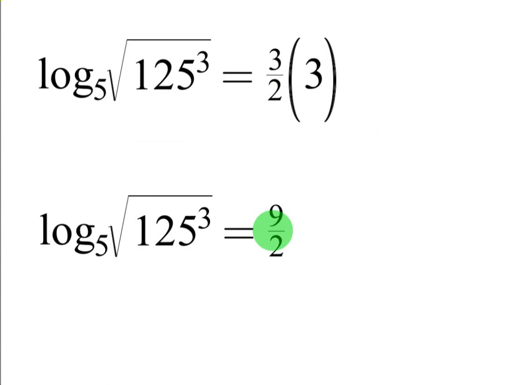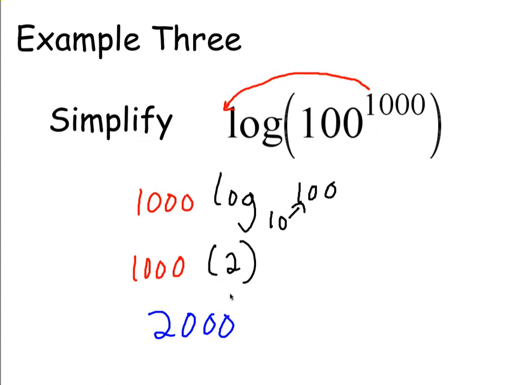One more example. This one's easy. Log base 100 of 1,000. So imagine doing 100 to the 1,000th power. That's really, really big. This makes it a lot easier. Move the 1,000 to the front. Well, log of 100, when there's no base listed, is base 10, right? So 10 to what power gives you 100? 2, right? And then just take the original exponent. 1,000 times 2 is 2,000.